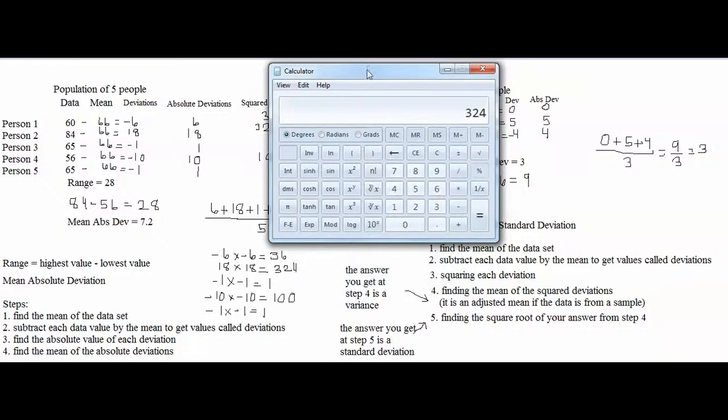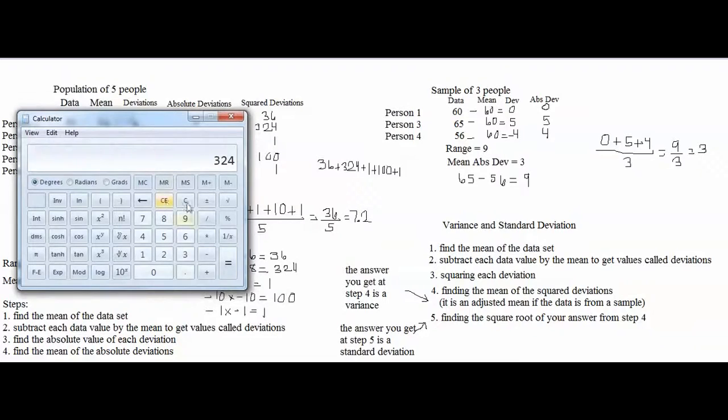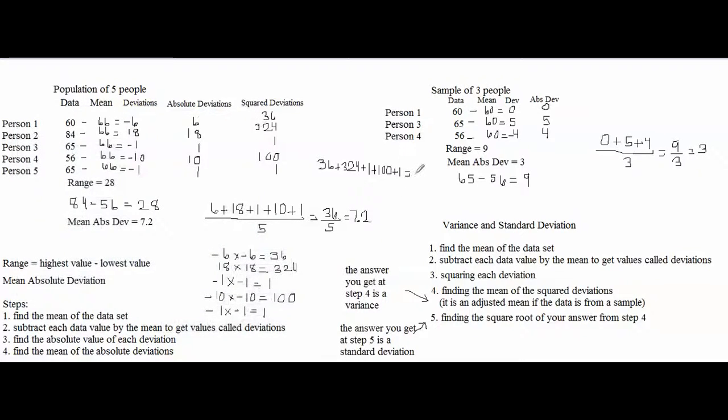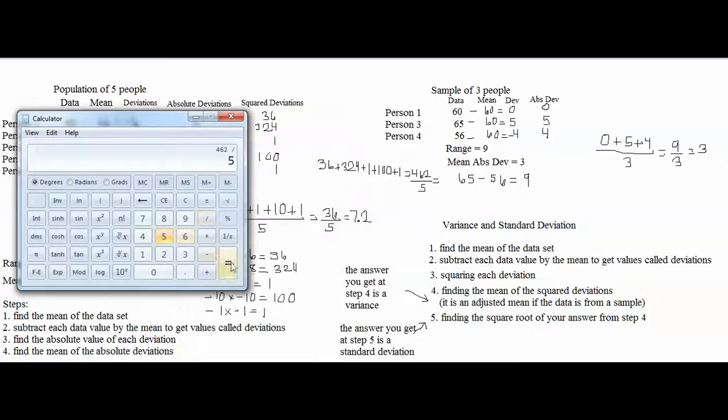Let's add the 5 numbers and then divide. We're going to add the squared deviations and then divide the total by 5, since we have 5 squared deviations in here. So the total is 462. Now we divide 462 by 5, and we get our answer. We get 92.4.